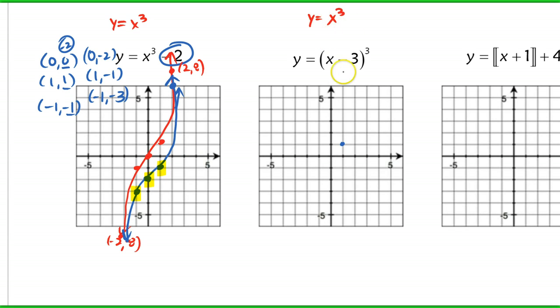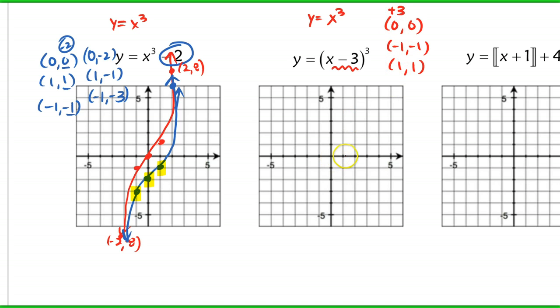This time, we have been shifted to the right. So this number is on the inside with the x in parentheses, so we're going to shift it to the opposite direction than we think, which is going to make it move to the right. So you can do this before you even graph, since you have your points memorized. List your points, and then shift these all to the right by adding 3 to the x column.